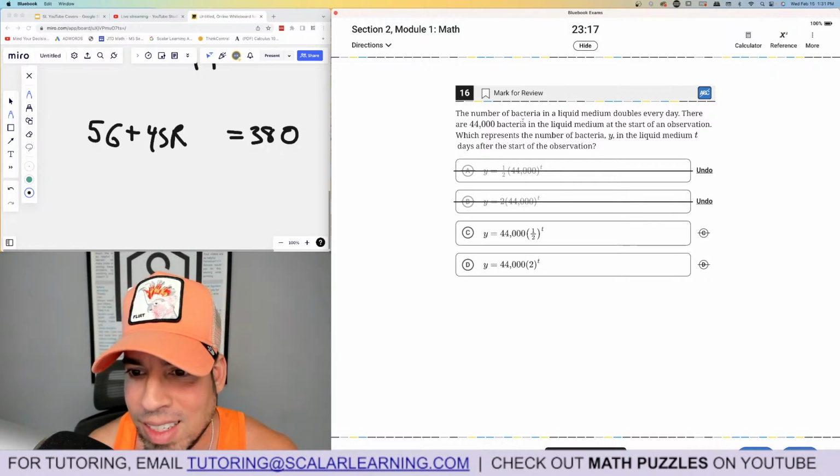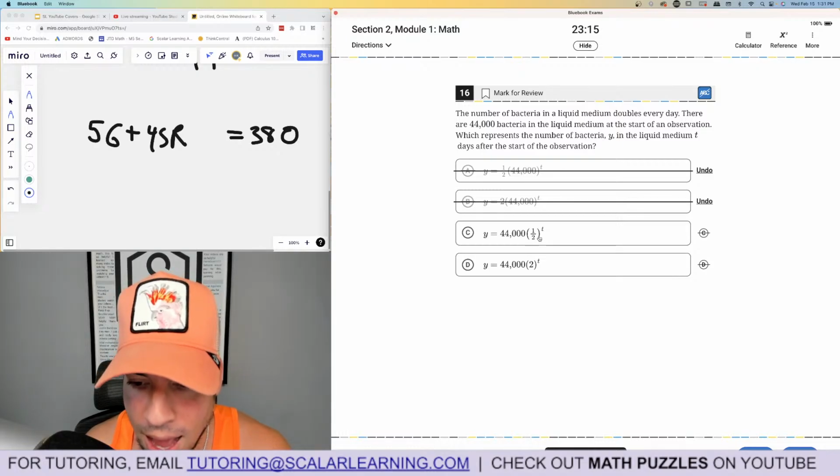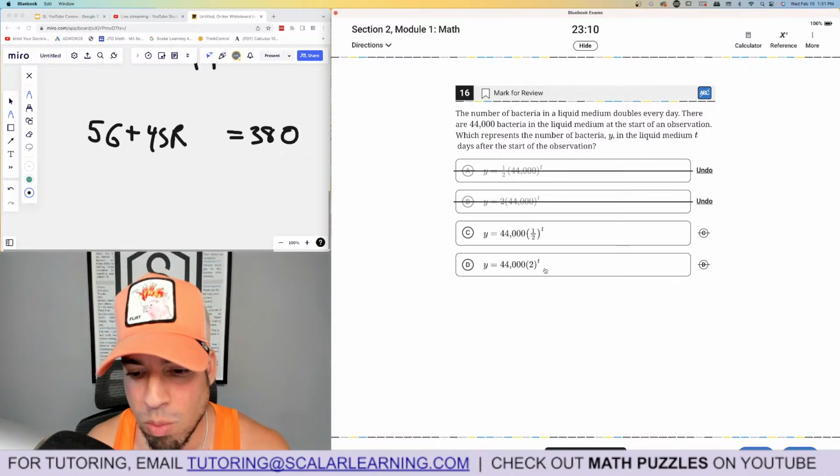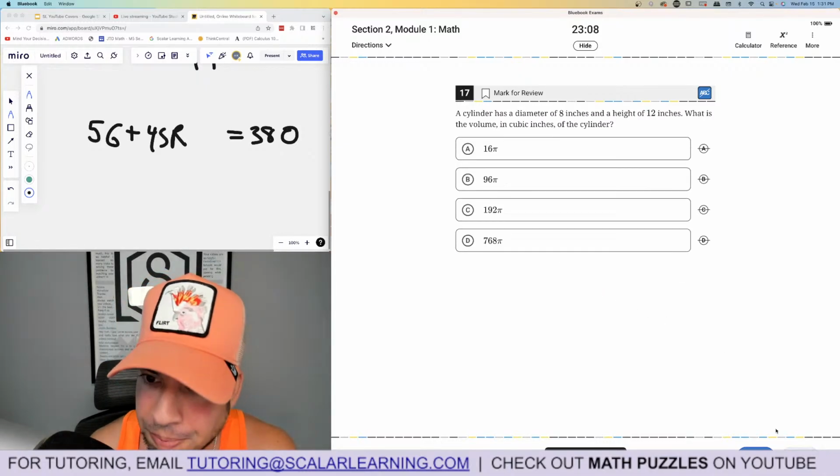And then it says it doubles every day. This is halving every day. This would be decreasing, right? You plug in 1, you get 22,000. We want to double. We want to plug in 1 and get 88,000. D is the winner. Done.